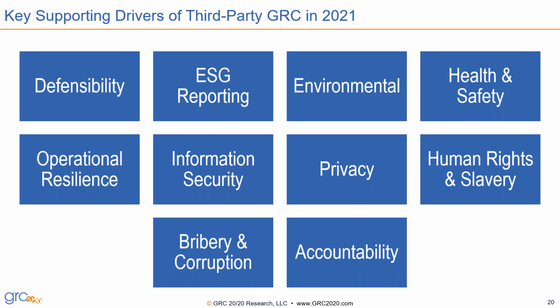We have a focus on environmental, health and safety, and operational resiliency, like with the FCA, Bank of England, PRA guidance, as well as the US OCC and EU DORA. We see a focus on information security as well as privacy, dealing with GDPR and third-party relationships, human rights and slavery, where you've got the UK Modern Slavery Act and California's Transparency in Supply Chains Act, and conflict minerals and things, bribery and corruption I've mentioned, as well as greater accountability.